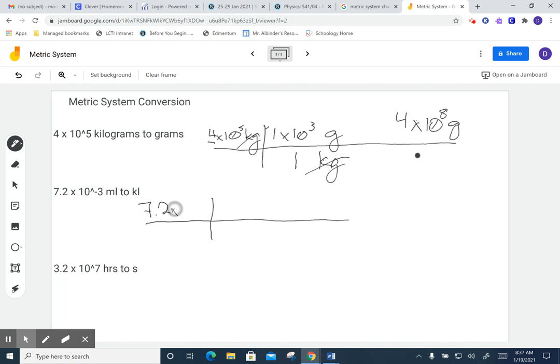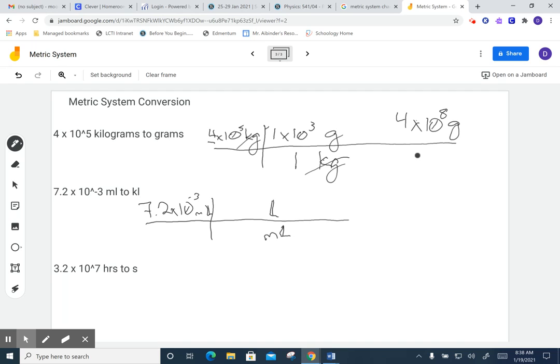7.2 times 10 to the negative 3 milliliters. Now, you're going to have milliliter. We're going to do it twice, okay? We're going to do it once, stopping at the unit, and once skipping over the unit. You're going from milliliters to liters, okay? And if it helps you with liters, you can put the uppercase L. Okay.